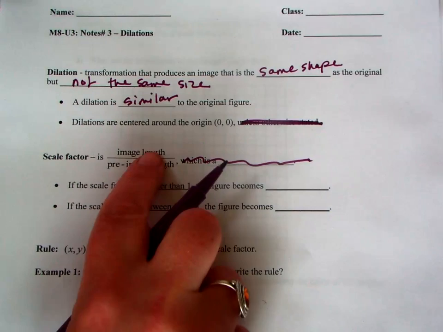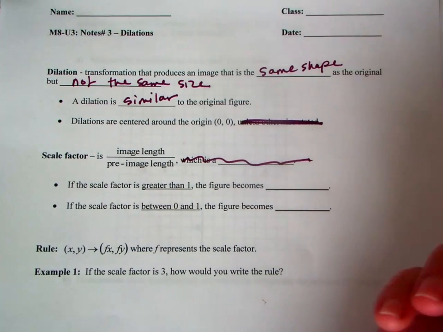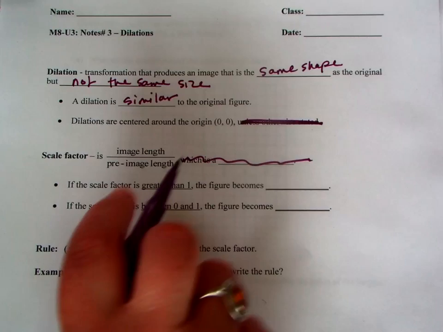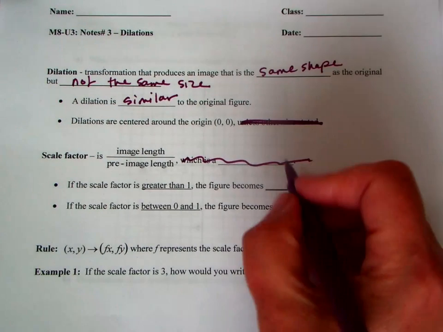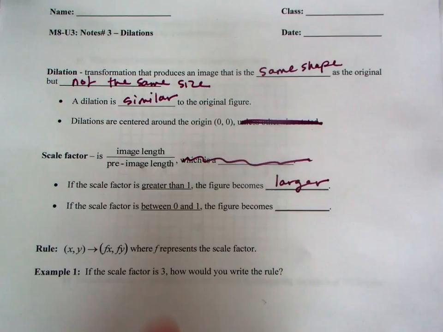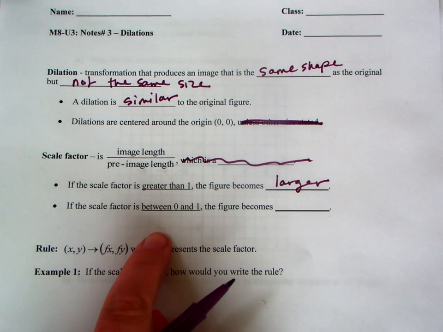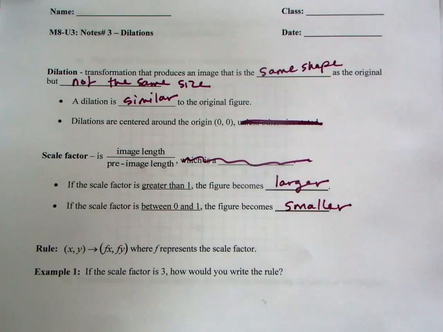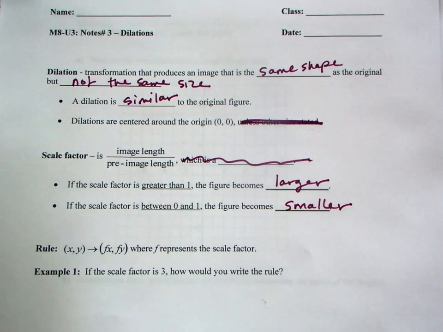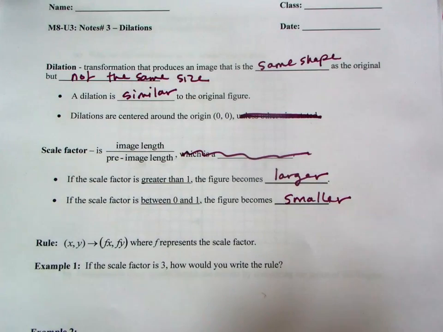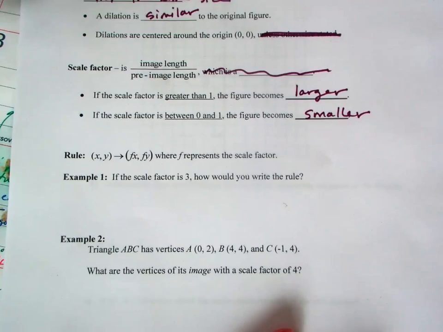So it's the image length over the pre-image length. It's a multiplier, a factor that scales something up or down. So if it's greater than 1, the figure becomes larger. And if that scale factor is between 0 and 1, the figure becomes smaller. These pieces are just to be clear on what happens. I'm much more concerned about the rules and that sort of thing.